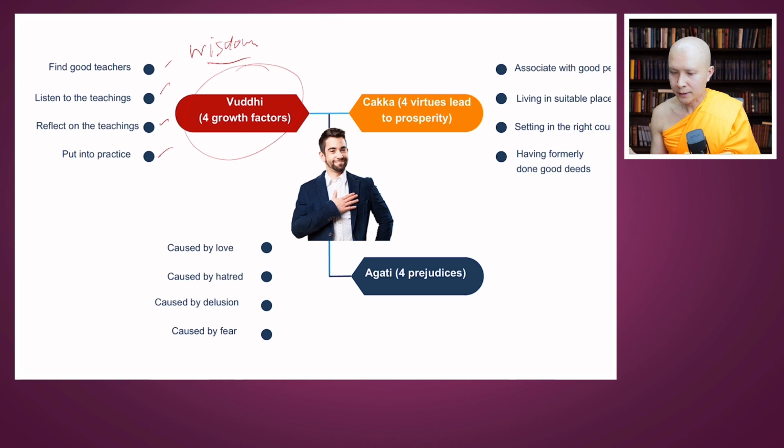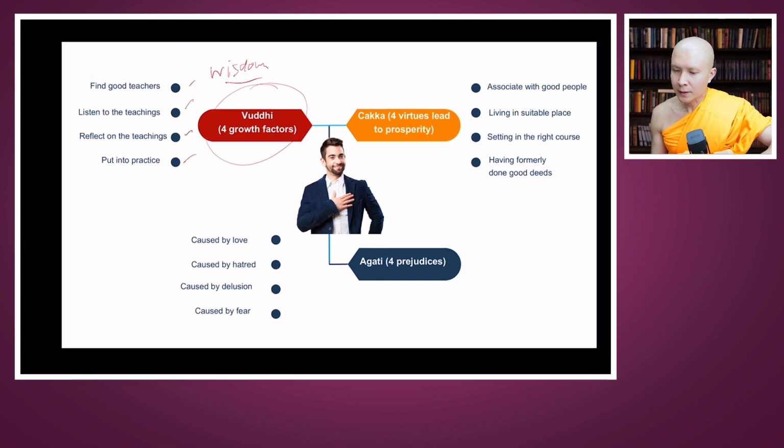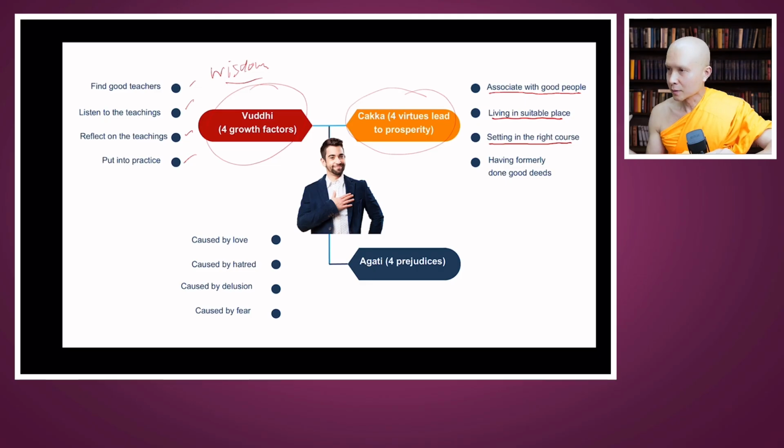and then most importantly, put whatever you learn into practice. And then the Chakka 4, this is about the virtues that help you to grow, in the spiritual world and the worldly life as well. Make sure that you associate with good people, find more good people in your life, live in a suitable place, organize your home, make sure it's clean and organized, set the right course, that means observe precepts, find ways to do more good. Don't be careless in living life.